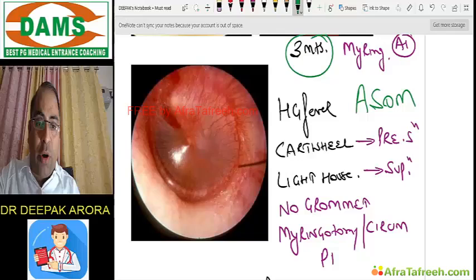In ASOM, always remember, it is your cartwheel appearance. We will be having cartwheel appearance, or lighthouse sign. Cartwheel appearance will be in pre-suppuration. Lighthouse sign will be in the stage of suppuration.